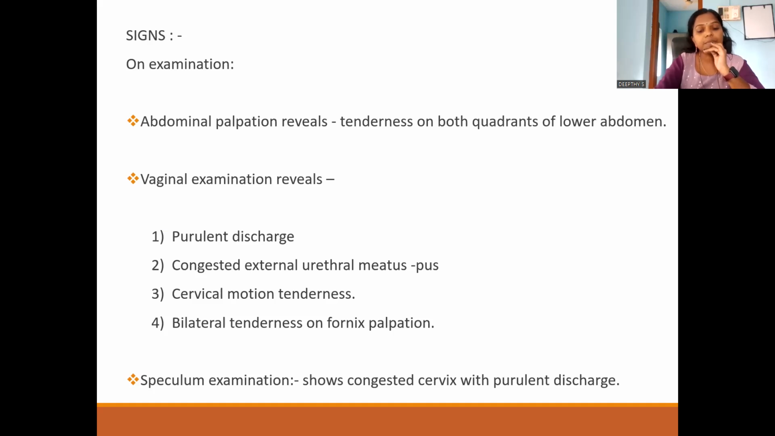When we do an abdominal examination, we can see tenderness. When we do a specular examination, we can see a congested cervix with the purulent discharge. So almost tenderness and inflammation. The signs of inflammation are what we can see in a patient with this pelvic inflammatory disease. Inflammatory signs like fever, then purulent discharge, then congested urethral meatus, then tenderness, all we can see in this pelvic inflammatory condition.